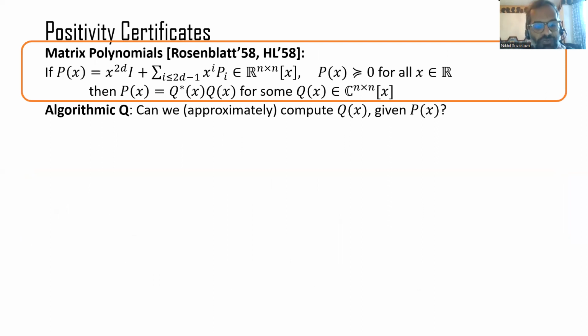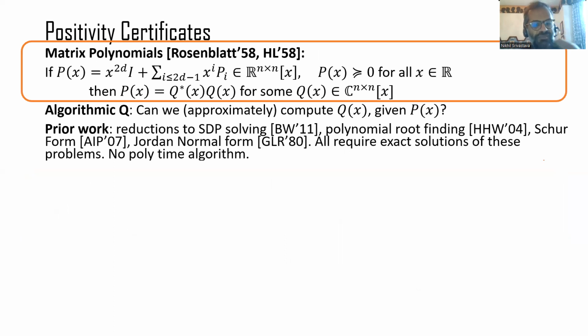And let me briefly review what's known about this. So this has been studied quite a bit over the past few decades, and there are many constructive methods for finding this Q. So some important ones are: there's a reduction to solving a semi-definite program. There's a reduction to computing the roots of a polynomial. There's a reduction to computing the Schur form of a matrix. And then there's a reduction to computing the Jordan normal form of a matrix. And that last one is due to Gohberg, Lancaster, and Rodman from 1980.